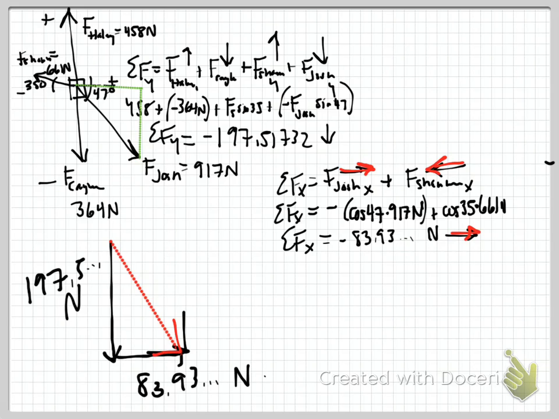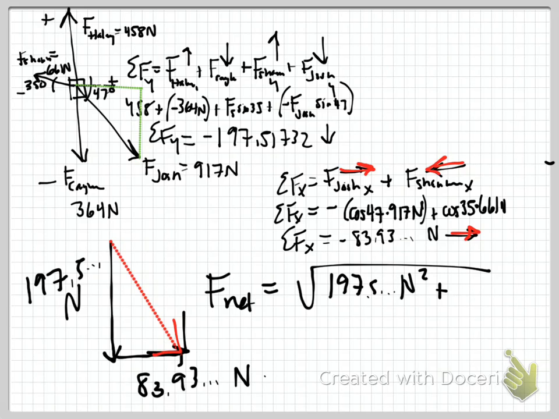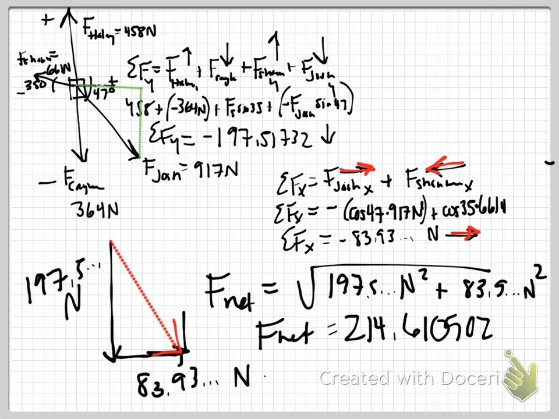So we end up with this now for our overall triangle. So the net force is equal to the square root of our 197.5 whatever squared plus our 83.9 etc. squared. So we end up with a net force of 214.610902 newtons. And to get theta, we use tangent. Okay, we'll keep working on this tomorrow.